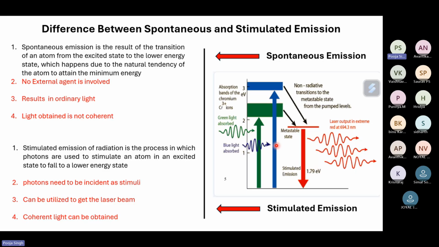It occurs on the femtosecond or picosecond lifetime scale. So these transitions occur only in about 10 to the power minus 14 seconds. But in the metastable state, the electron basically resides for some time. That's why we apply an external agent, and that's why you are able to get the laser beam. Okay, I hope you are understanding.